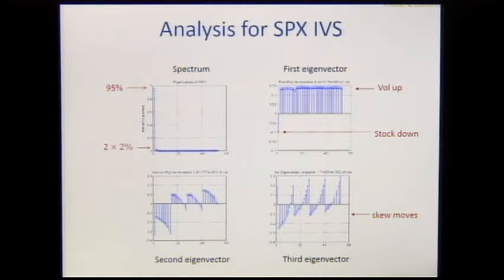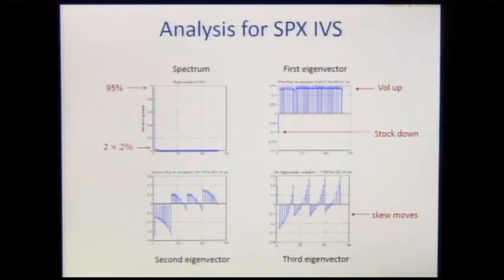The spectrum, let's look, this is different. These are eigenvectors, this is the spectrum. There's one big eigenvalue of 95%. And then there are 2 small eigenvalues of 2% each. And then there is a little bit of eigenvalues that we don't really believe mean anything.